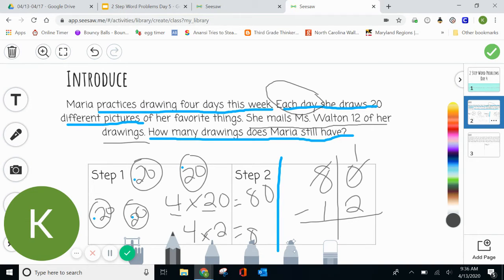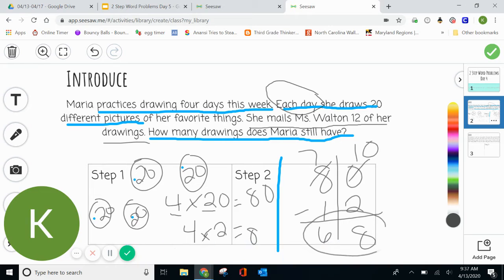I need to regroup. I hand over 10 ones, leaving me with 10 ones. 10 ones minus 2 is going to be 8 ones. I should only have 7 tens because I gave away a 10. 7 tens minus 1 is 6 tens, which means Maria still has 68 drawings. That one was tricky, so let's try another one.